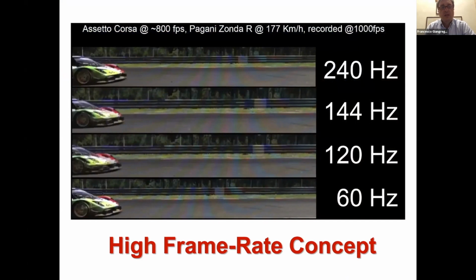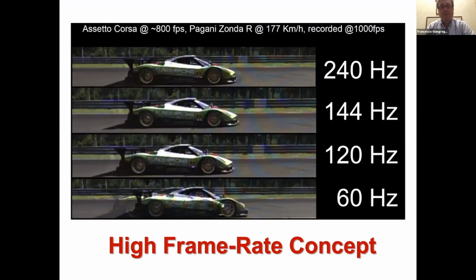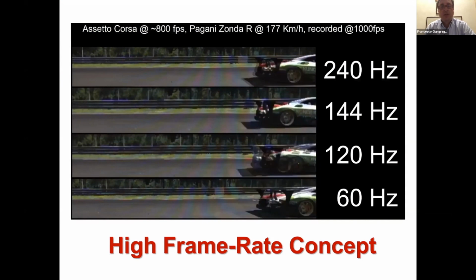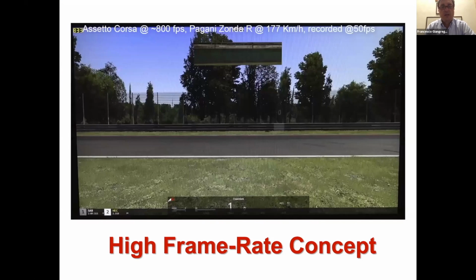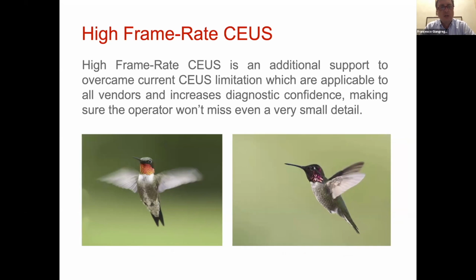Something similar we have with this new technology that is inside the Resona 7. Like in this case, in the first picture, you can see the wings only not perfectly clear. In this second picture, with a high frame rate, you can understand very well the wings of this bird.